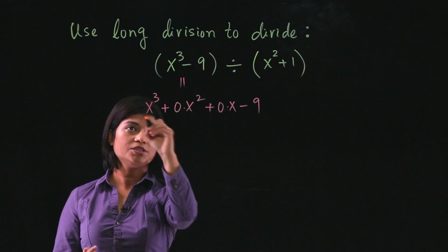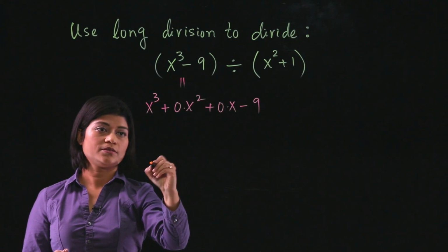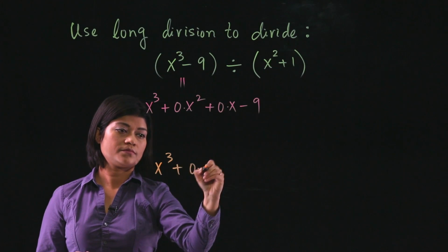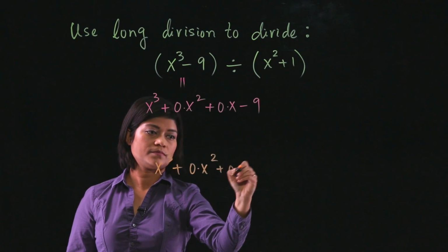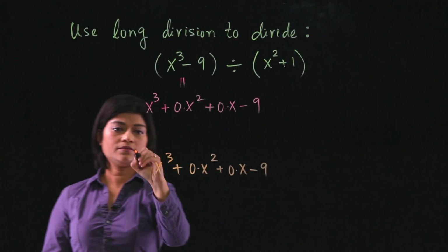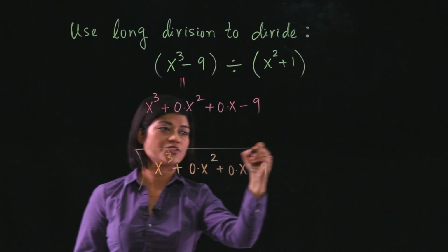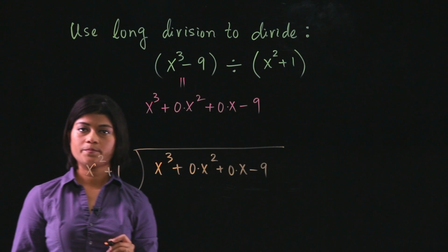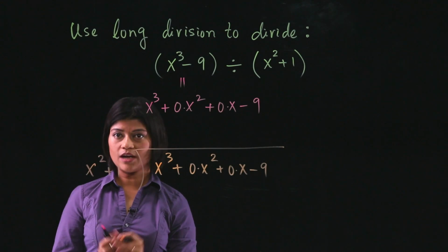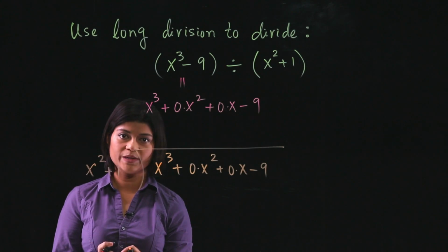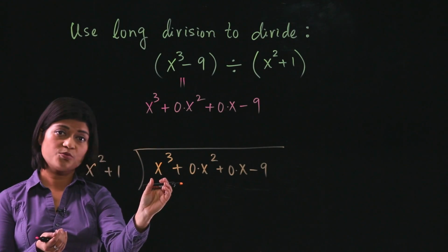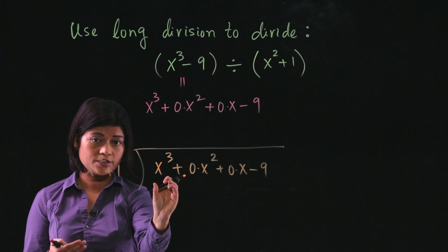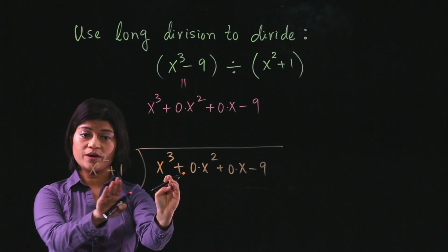Okay, now you take this expression and then you divide this function by x squared plus 1. Okay. So, how do we use this long division method? Okay, so let's start with looking at the first term, x cubed. We have to cancel it. And we are dividing by x squared plus 1.